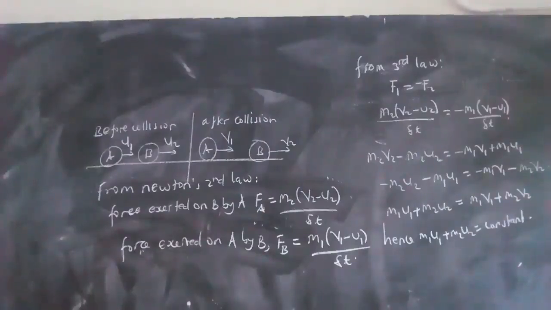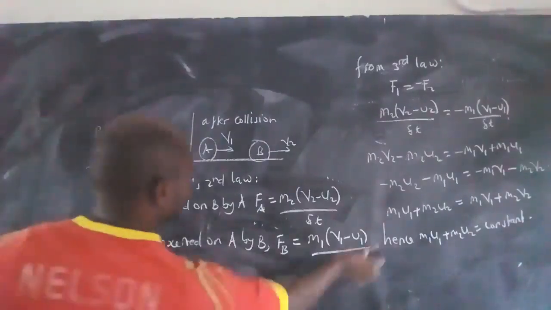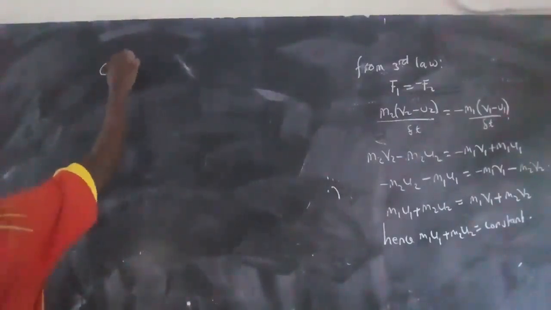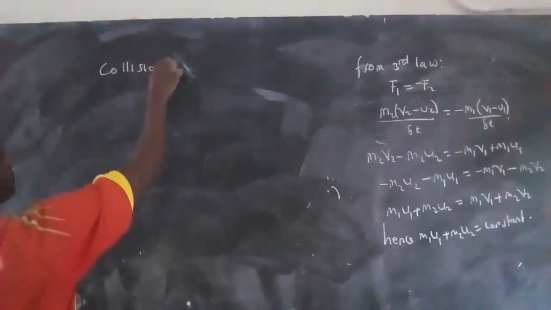Then let us go and look at collisions. We look at collisions. We shall say in an isolated system, momentum is always conserved, but kinetic energy may not be conserved.